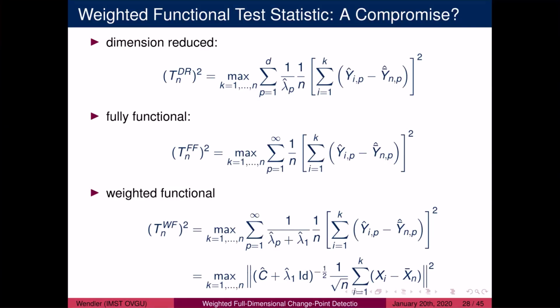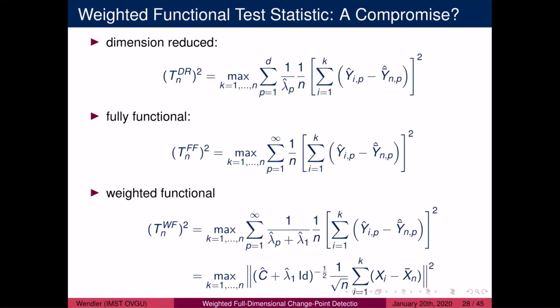And then we also have this more elegant representation. So now we have our covariance operator plus lambda hat 1 times the identity, and then we have to take the square root of this covariance operator and then the inverse, or the square root of the inverse, it's the same.